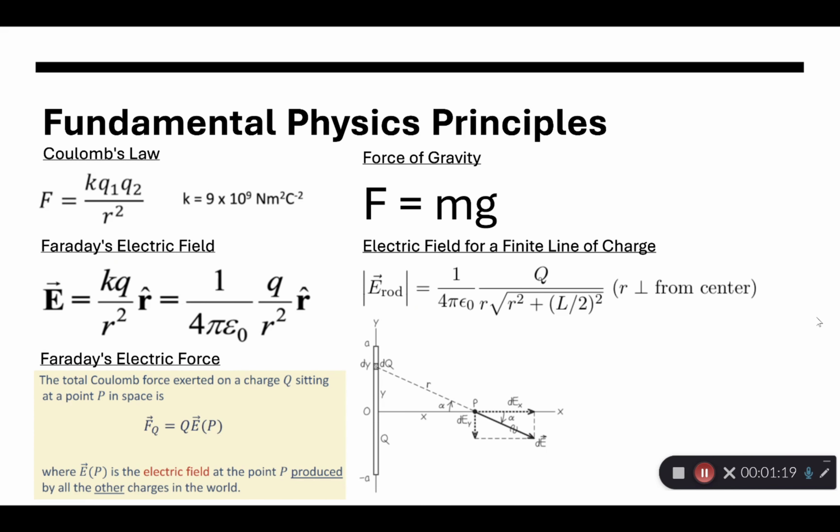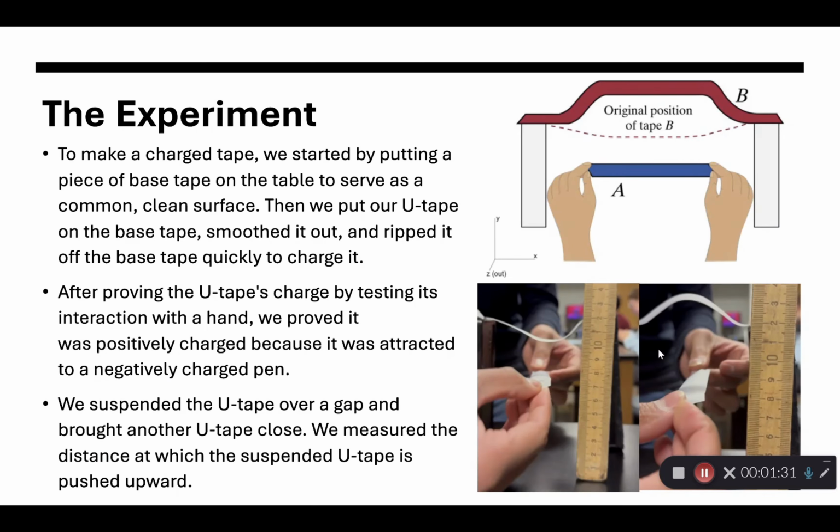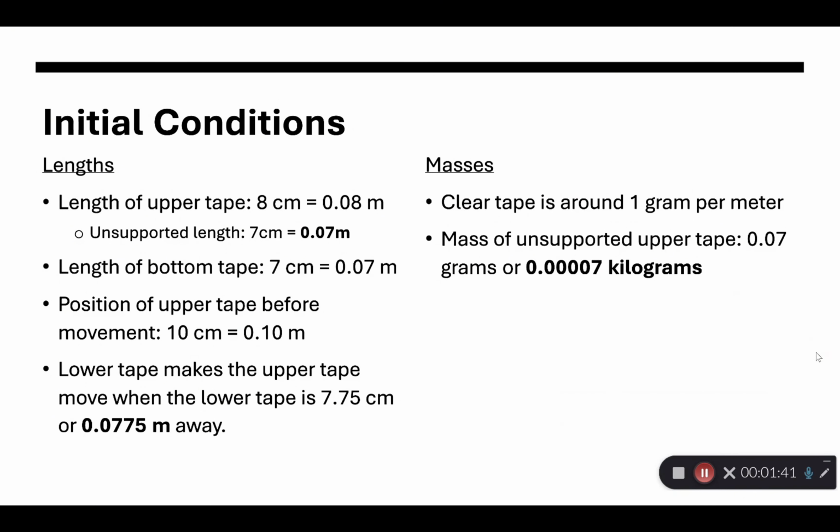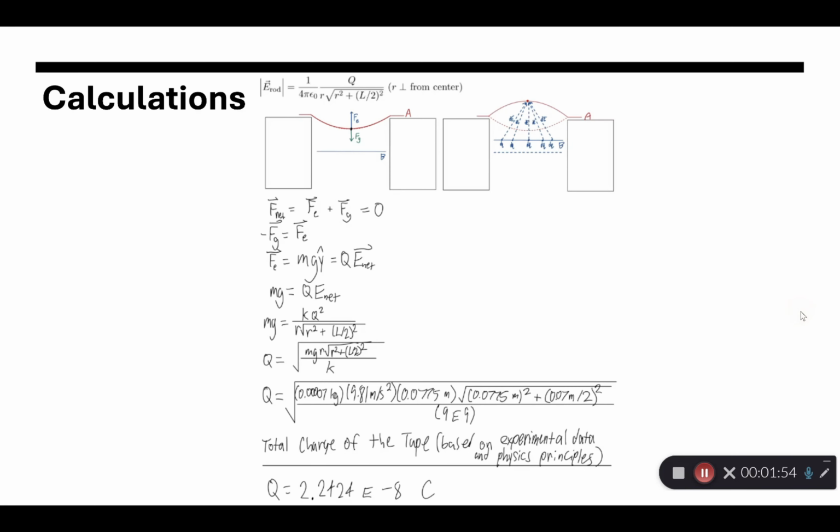This formula is derived from some more complicated stuff using infinitesimal bits of electric field and bits of charge, but this is the end result, and this is like a visualization of that. The experiment: I'm not going to go into too much detail because it's the same as Lab 1, but we charge the tape and hold it up to another piece of charge tape and observe the interaction. Initial conditions are also the same as Lab 1, but the ones in bold are the most important measurements, the initial conditions that we're going to be using.